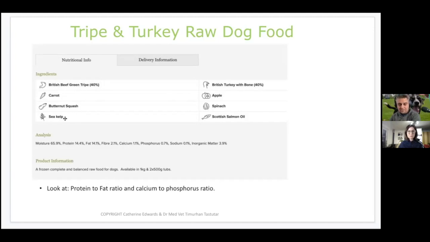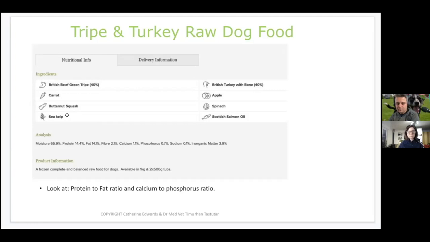Sea kelp, good. But the problem is most of the sea kelp from Scotland and Ireland and Wales is not seen as human grade because they contain a lot of heavy metals. Sugar kelp is a different story, but sea kelp is known to carry a lot of heavy metals. So I don't see this as safe for the cat and dog long term.